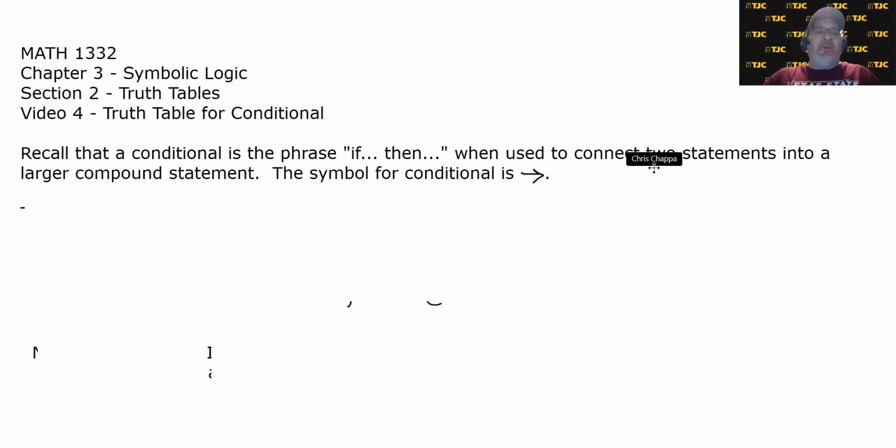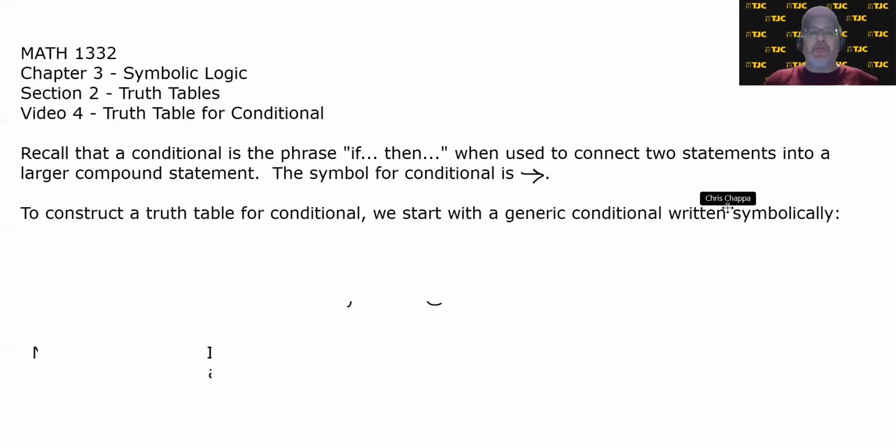All right. So, this is going to be round 3. This is going to look like the previous 2 videos, except when we populate the last column of the truth table, we're going to have to do a little bit more thinking. Recall that a conditional is the phrase if then when used to connect 2 statements into a larger compound statement. The symbol for conditional is an arrow pointing to the right. And in case you're wondering, is there something meaning with an arrow pointing to the left? The answer is yes, but we don't get to that in this course.